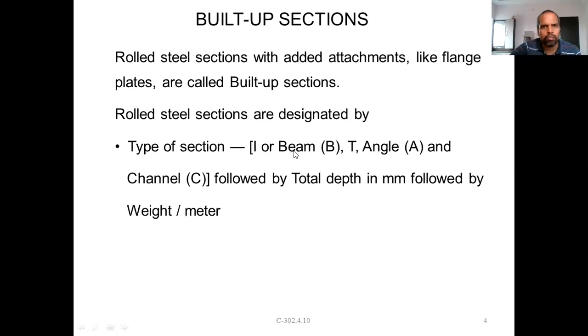This is also called a beam section, because the very common member that is used for beams is nothing but the I section. It is the most widely used member, because the I section is a very effective section in the case of beams. Okay, next are T sections, angle sections, and channel sections, also called C sections.